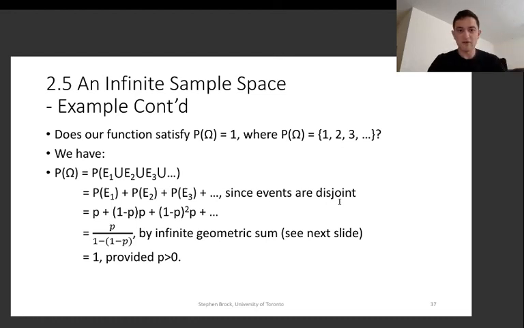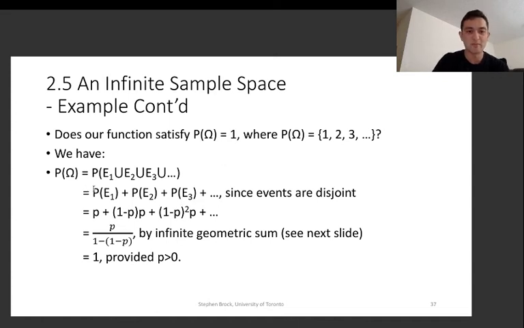So, does our function satisfy the probability of omega equals 1? Because then it could be a probability function. So where omega is equal to 1, 2, 3, and so on, we have the probability of omega is equal to the probability of event E1 union E2 union E3, union, and so forth. But because it can't take 1 roll and 2 rolls, or 1 roll and 3 rolls, these events are disjoint, and so we can break it up into the individual probabilities.